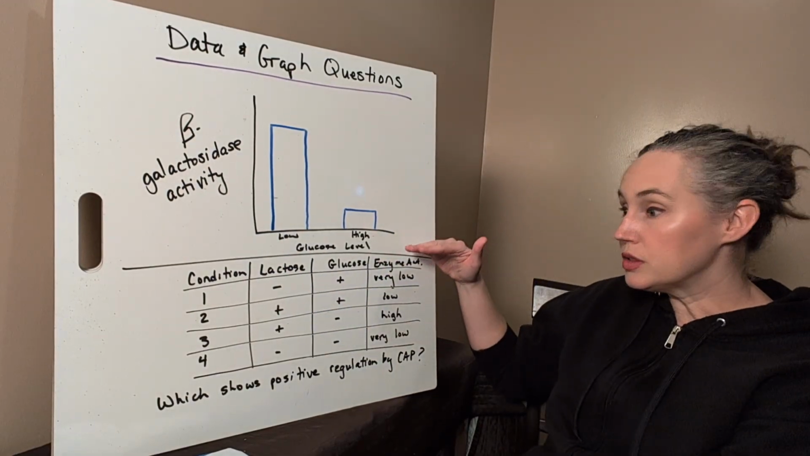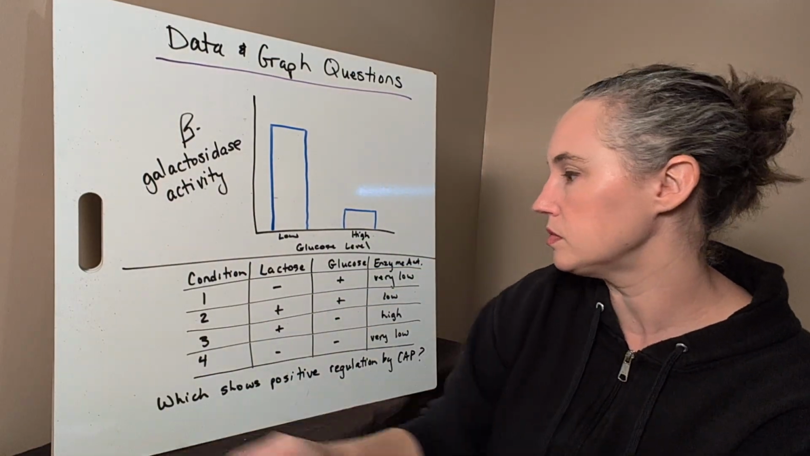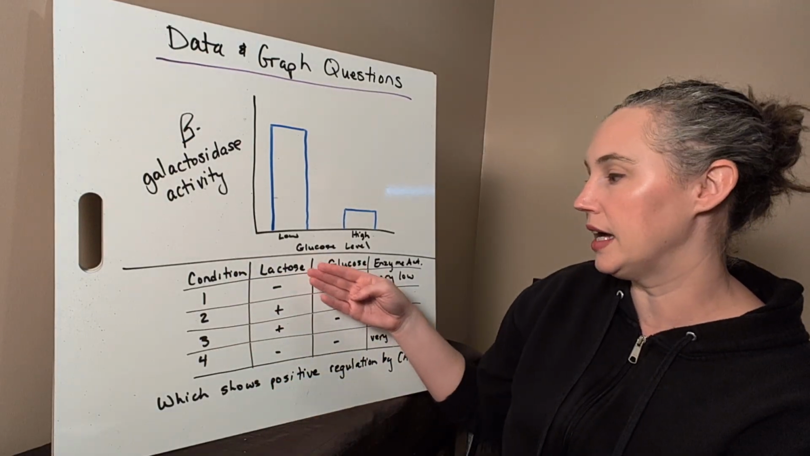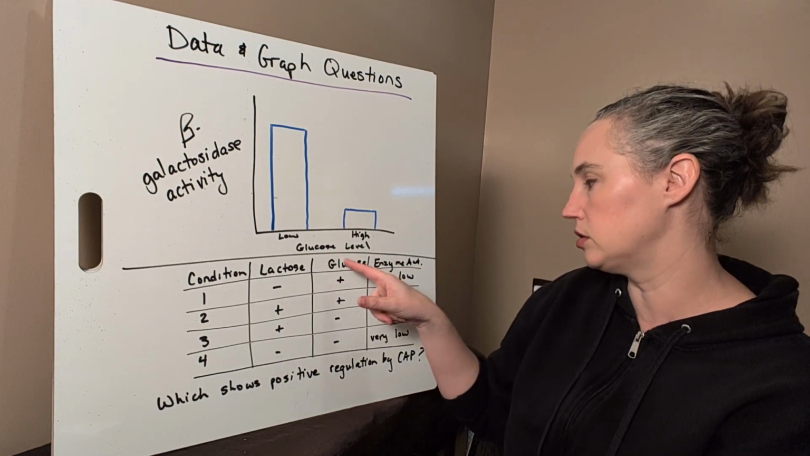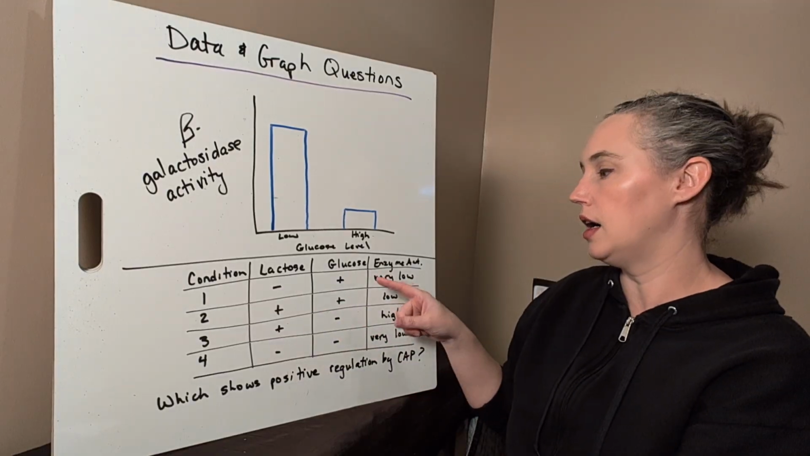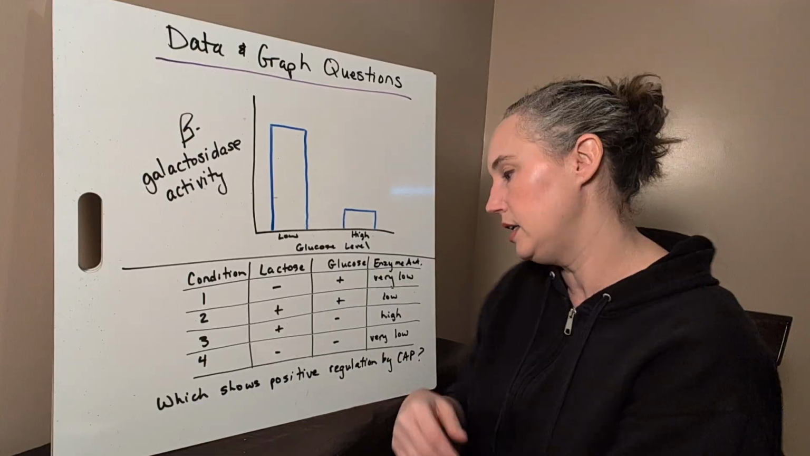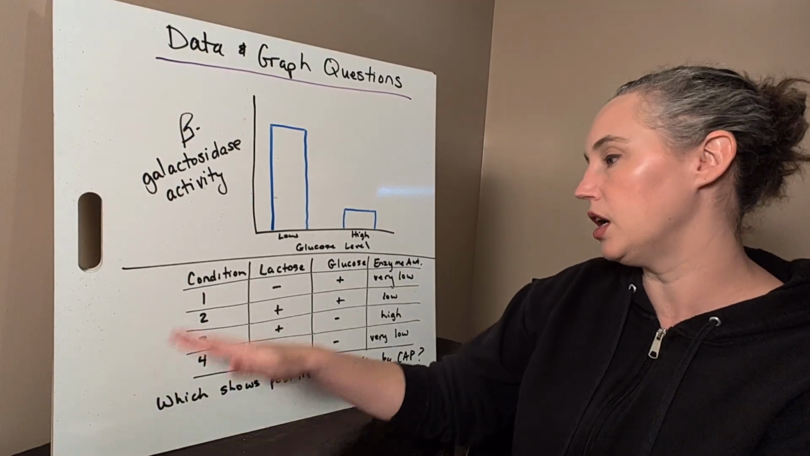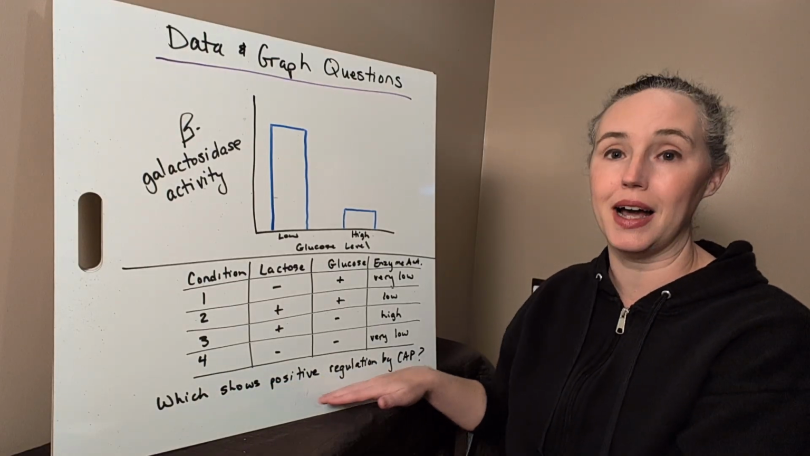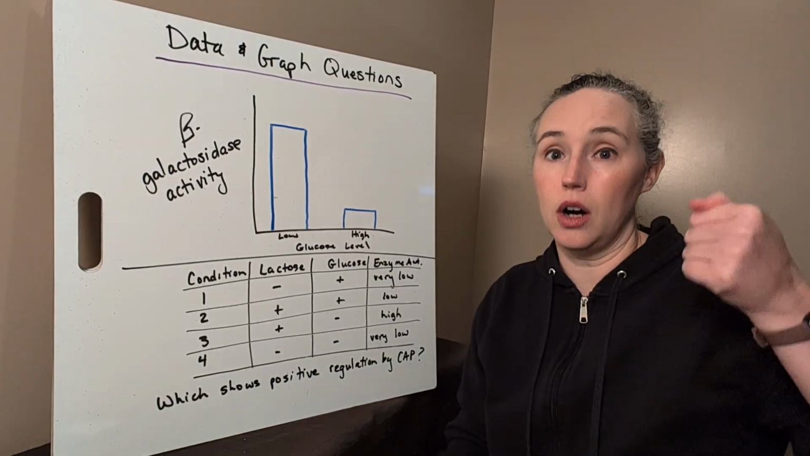Now, you may also see something like this. So here, this is a question. It gives you 4 different conditions or scenarios, right? And lactose, glucose, and then enzyme activity. So minus means absent and plus means present. And then enzyme activity as very low, low, or high. And then it would ask something like, which of these conditions shows positive regulation by CAP? Positive regulation means it's turning it on.